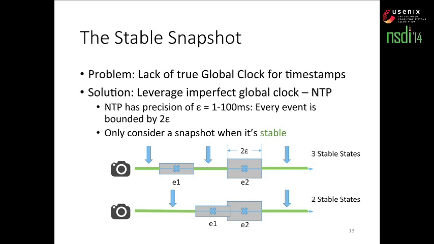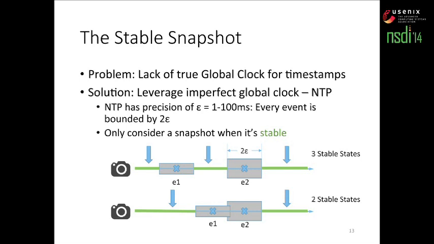So what do I mean by stable? Let's consider these two cases. Now, locally, we have logged the events E1 and E2, and I put a gray shaded area around each timestamp, which is 2 epsilon wide. In the first case, we basically have three stable states: the initial state, the initial state plus E1, and the final state. For each of these three states, we know that this state actually happened in the network. However, if E1 and E2 are very close to each other, their shaded areas may overlap.